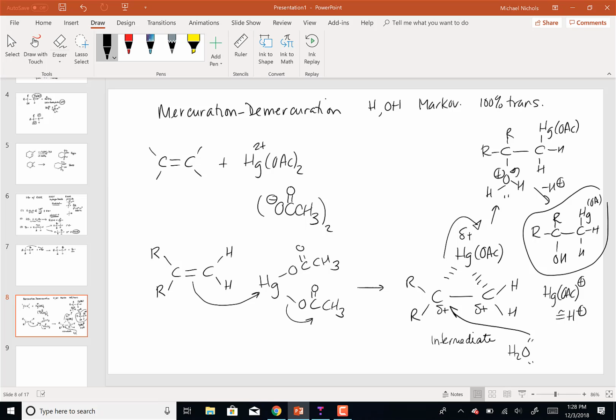But you said you added H and OH. We've added an OH and a mercury. Where does the H come from? Well, that's why this is a two-step process. So the first step, which you would not have to know, which you would not have to write the mechanism for, puts the OH and the mercury on there. Okay. All right. Is everybody with me?